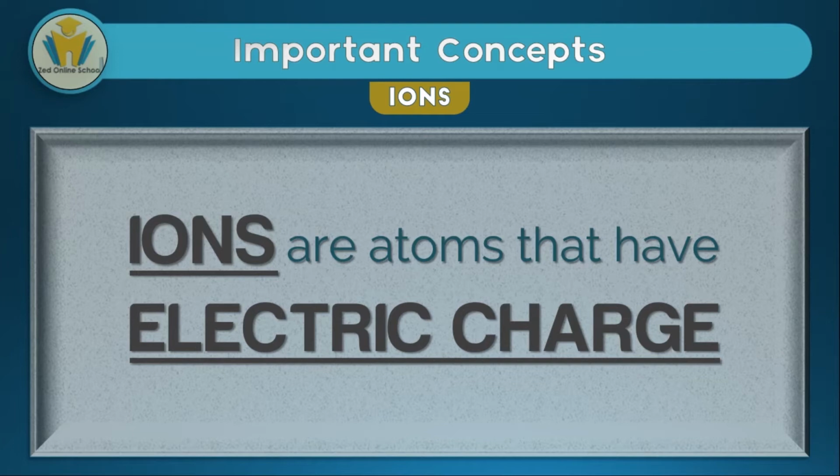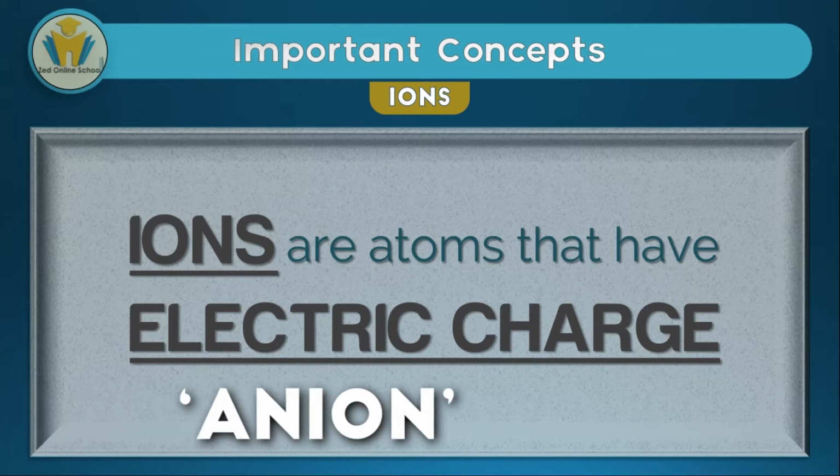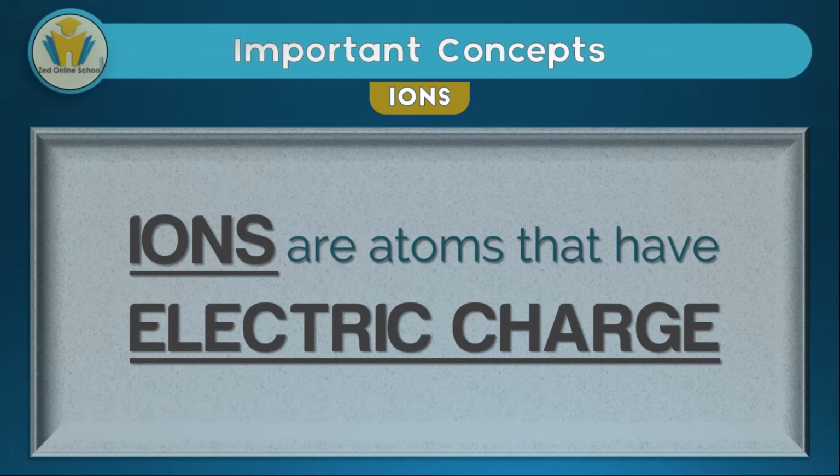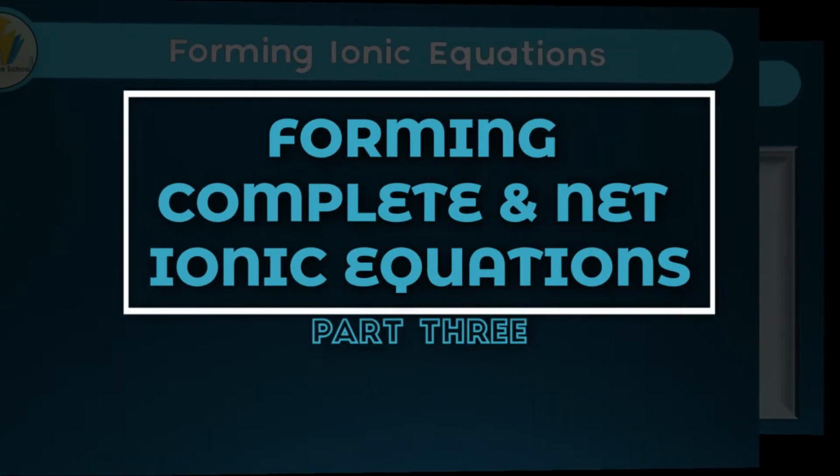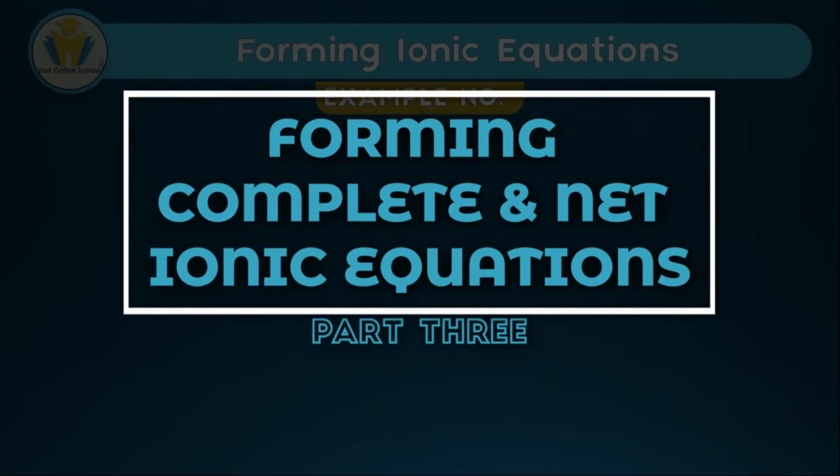Now, ions come about when atoms lose electrons. For example, metals will lose electrons for them to have 8 electrons in their outermost shell. And when that happens, that particular metal atom will be called a cation. On the other hand, atoms that gain electrons are called anions, and usually these atoms are nonmetals. With that said and done, we can now start forming ionic equations.